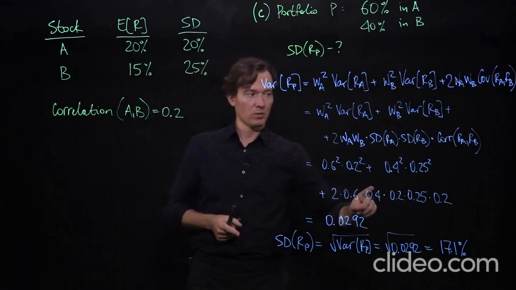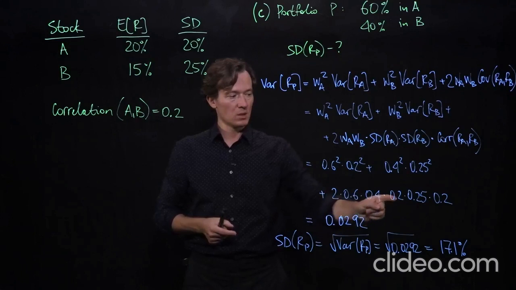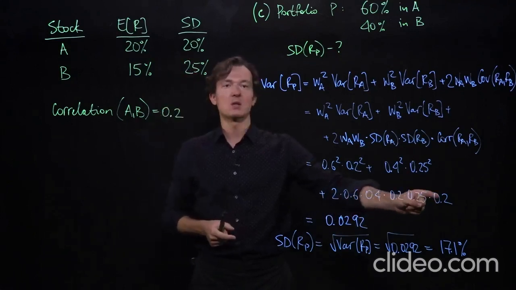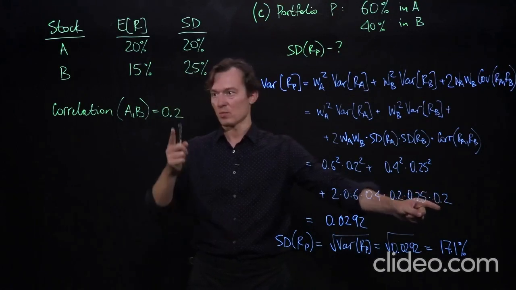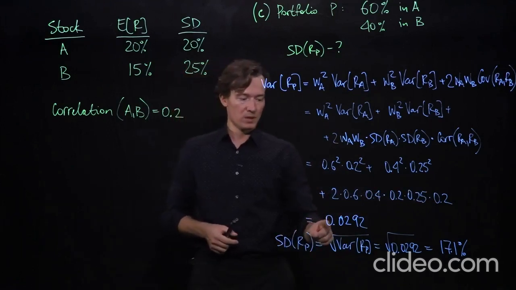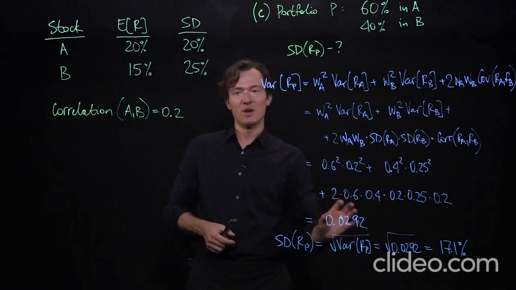And this third term is the covariance or the correlation term. So it's 2 times the weights times the 2 standard deviations, so 0.2 and 0.25, times the correlation of the returns between stocks A and B. So this is 0.2. So when we compute this, we get 0.0292. And so this is the variance of the portfolio P.